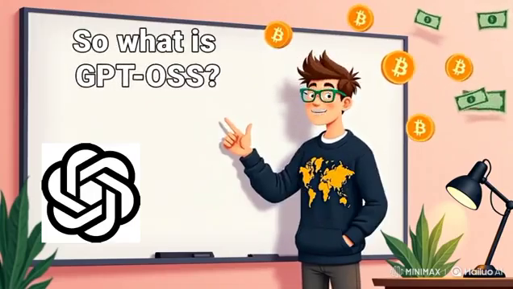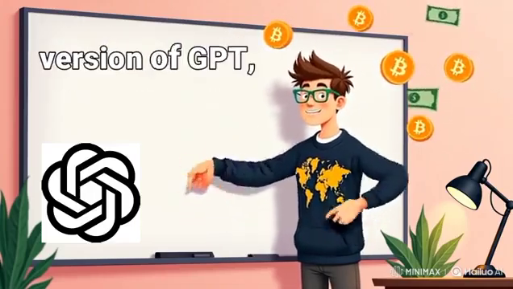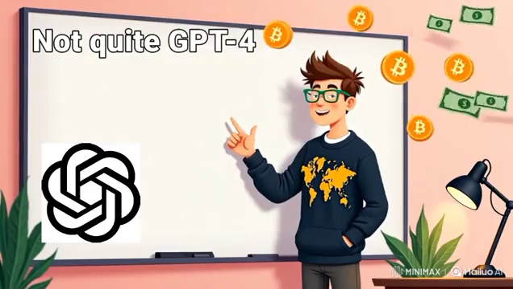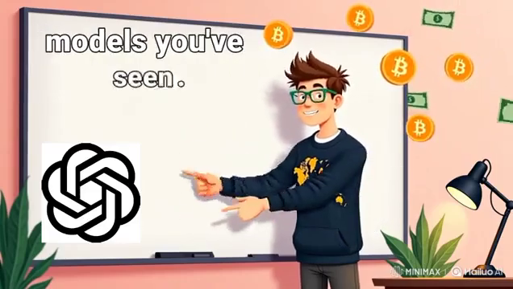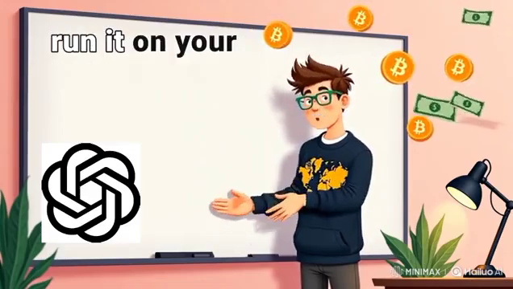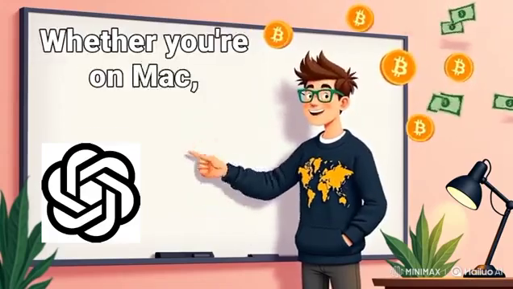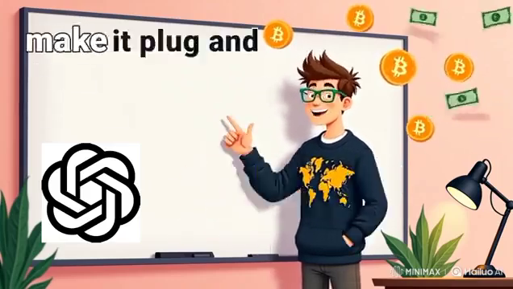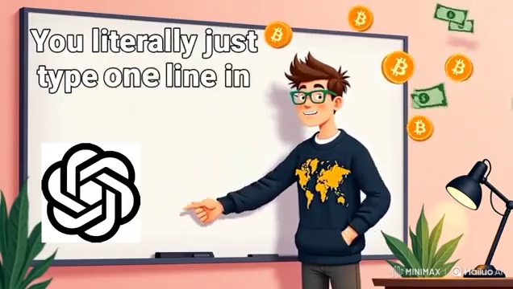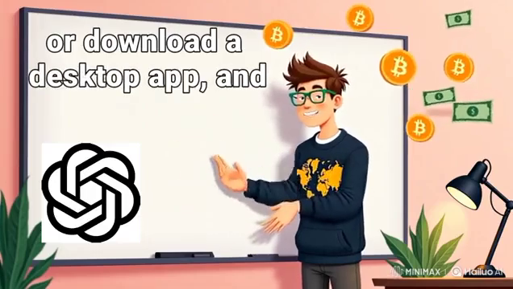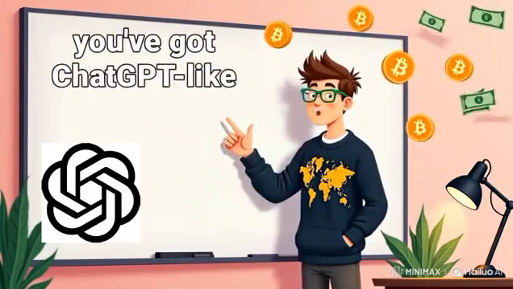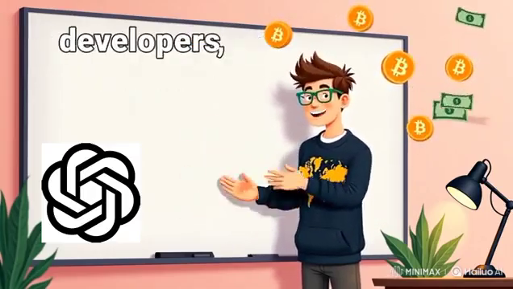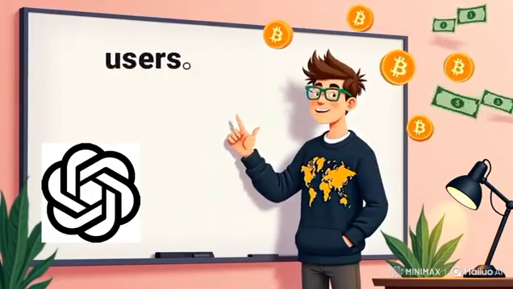So what is GPT OSS? Think of it as a lightweight version of GPT, optimized for local performance. Not quite GPT-4 level, but way beyond most open models you've seen. And here's the kicker, you can run it on your laptop, seriously. Whether you're on Mac, Windows, or Linux, tools like Ollama, LM Studio, or OpenWebUI make it plug and play. You literally just type one line in your terminal, or download a desktop app, and boom, you've got ChatGPT-like conversations offline. It's that easy. This is a massive win for developers, creators, and privacy-focused users.